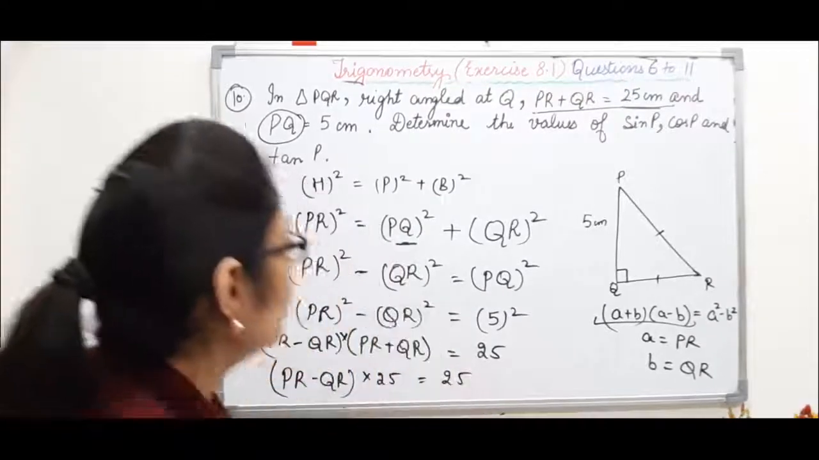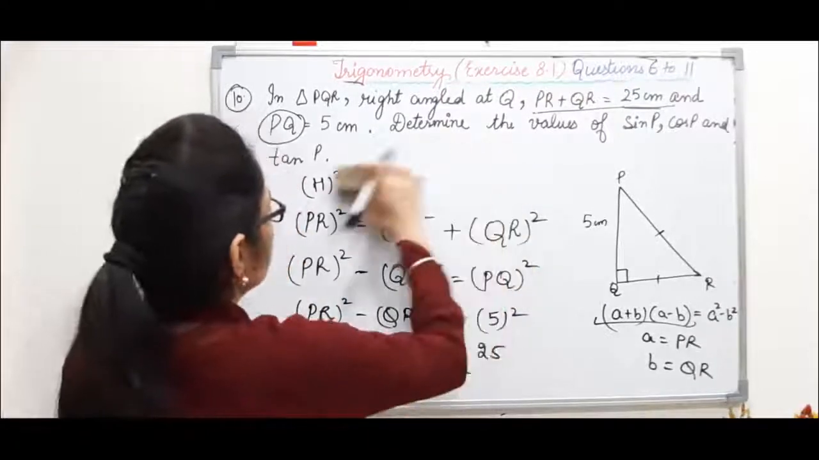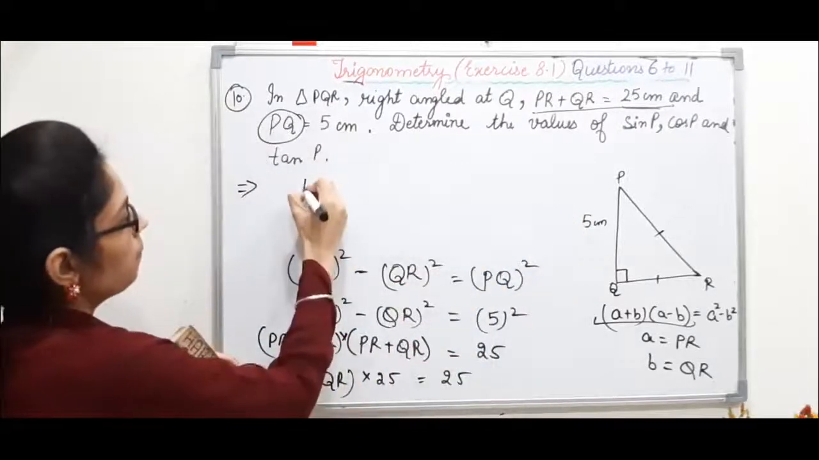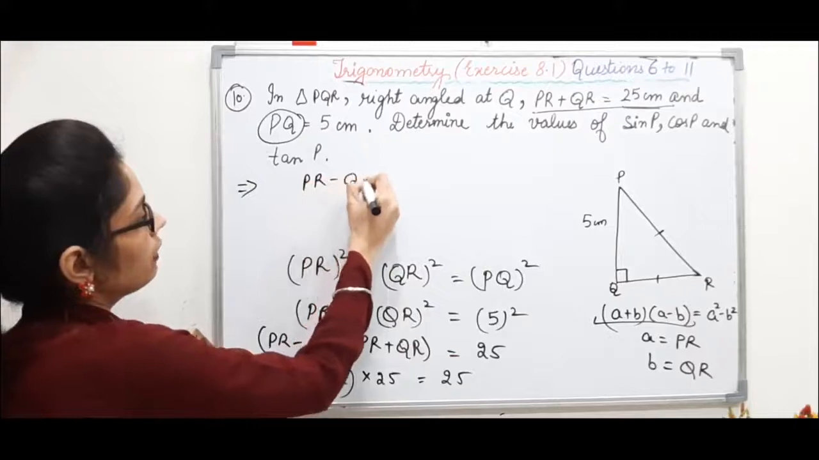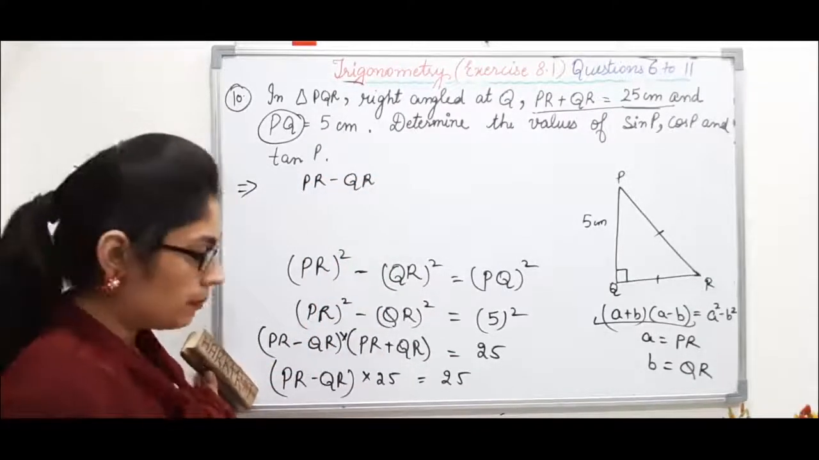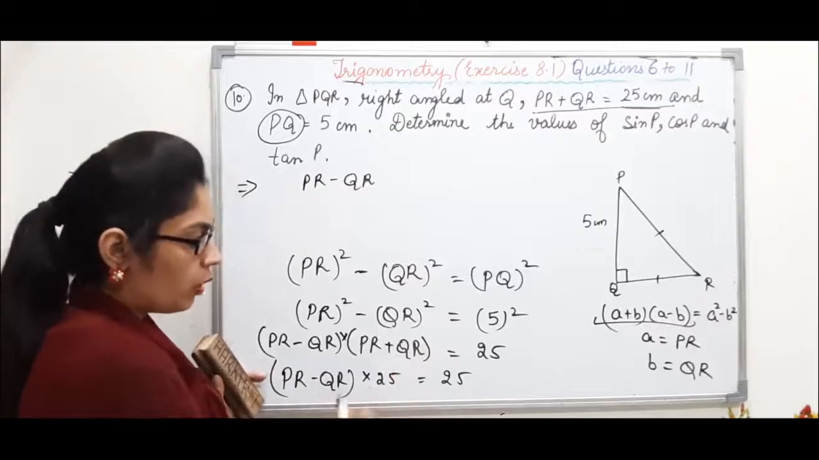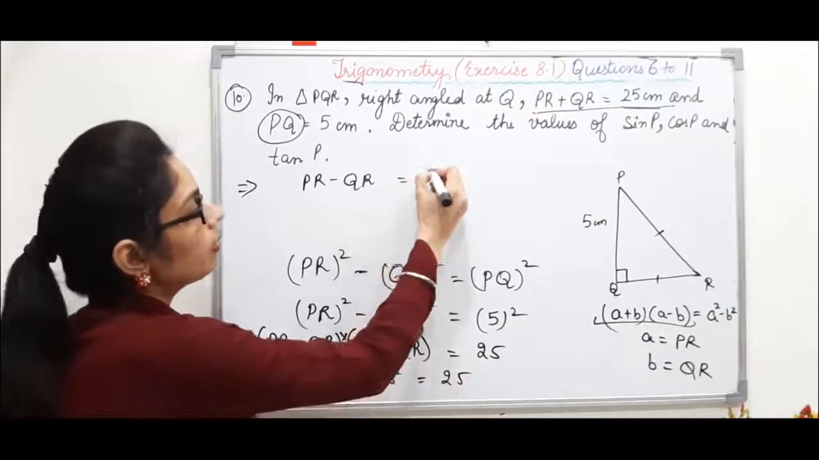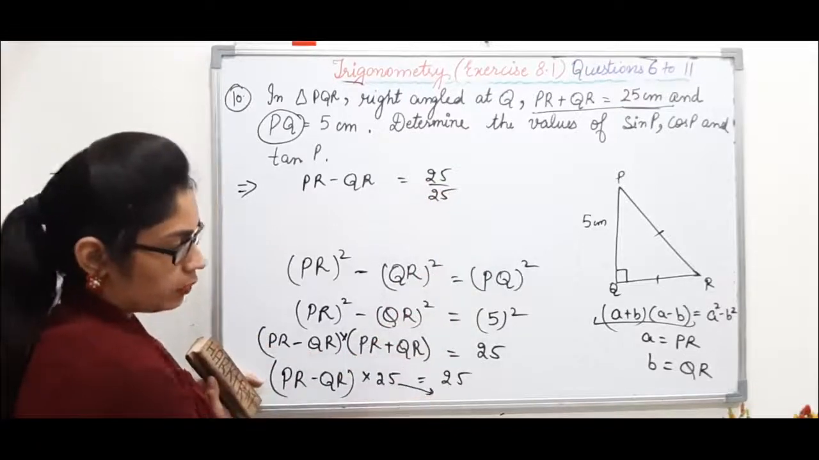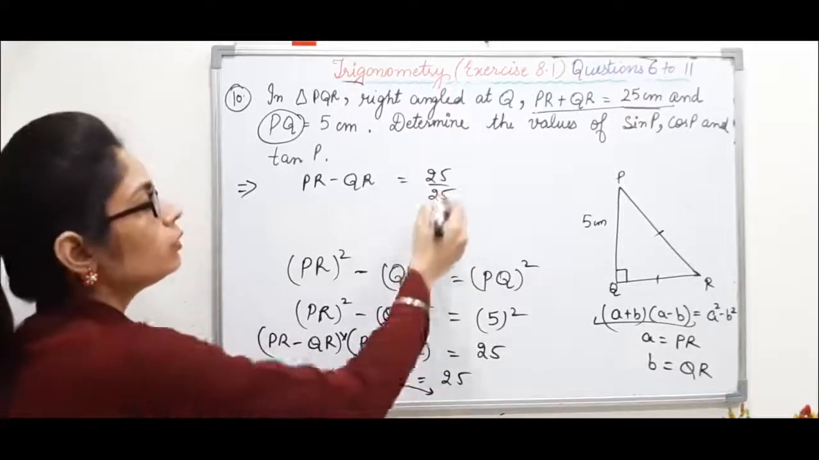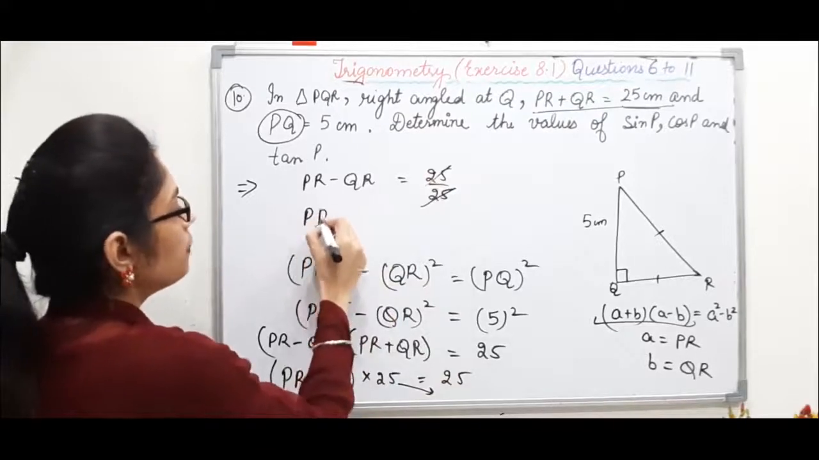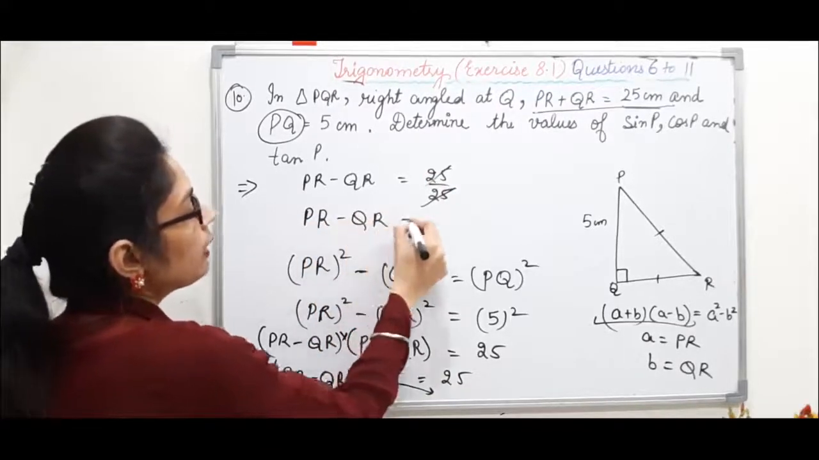Now we'll just change the side. PR minus QR I will write as it is. This 25 is getting multiplied with this term, so on changing the side it will get divided. Shifting it from here to here, 25 and 25 both get cancelled. So I will get PR minus QR equals 1.